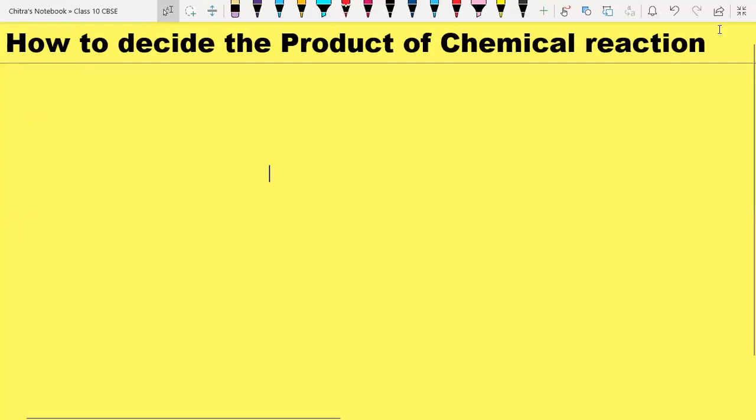So students, today we are going to understand how to decide the product of a chemical reaction. Whenever a chemical reaction takes place, products are formed. But what product is going to form, that we have to decide. In order to understand that, we first have to understand what is electronic configuration and what is the octet rule, and on that basis we have to understand the valency, and after understanding the valency we will be able to decide what product is going to form.